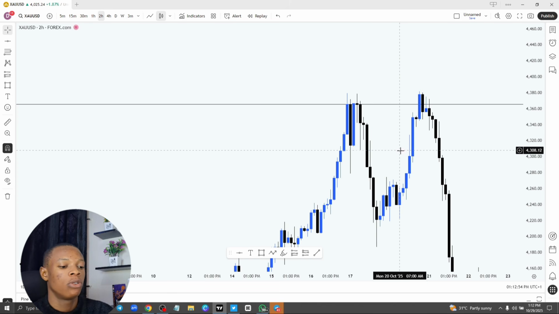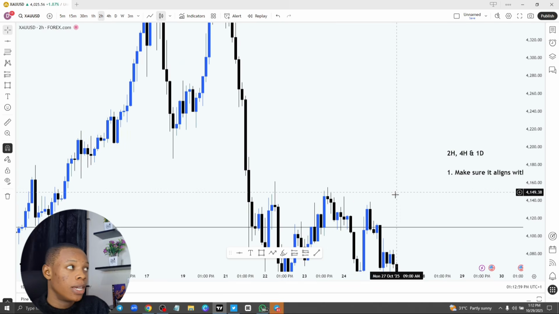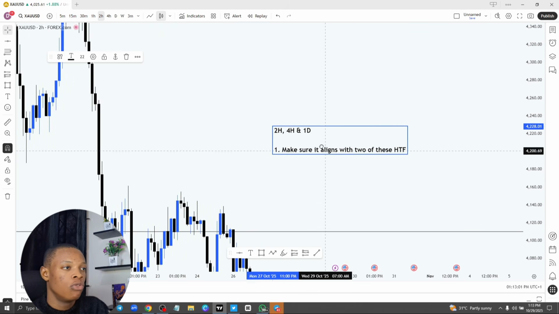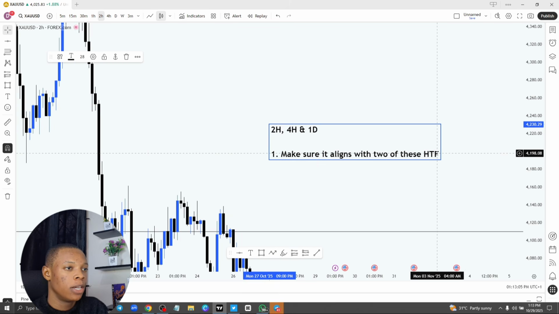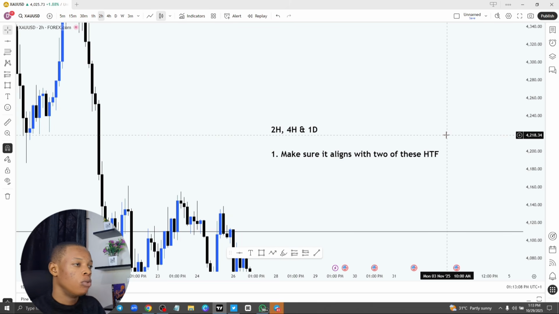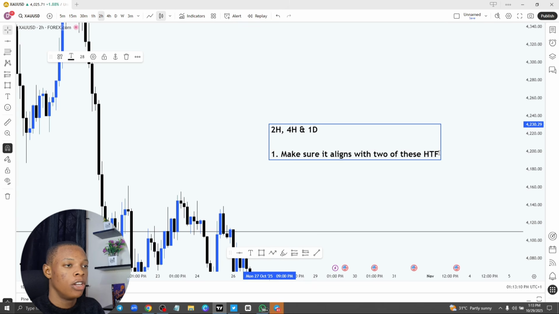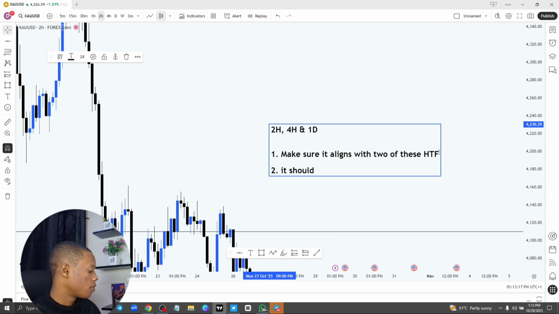Now, another thing you also want to watch out for, right, is this. That's one thing you need: make sure it aligns with 2 of these higher time frame. That's what I do and that's what I consider. Then the second thing I want to look out for in trading with this key level is, it should have a close liquidity. Now, this is the second thing I consider.